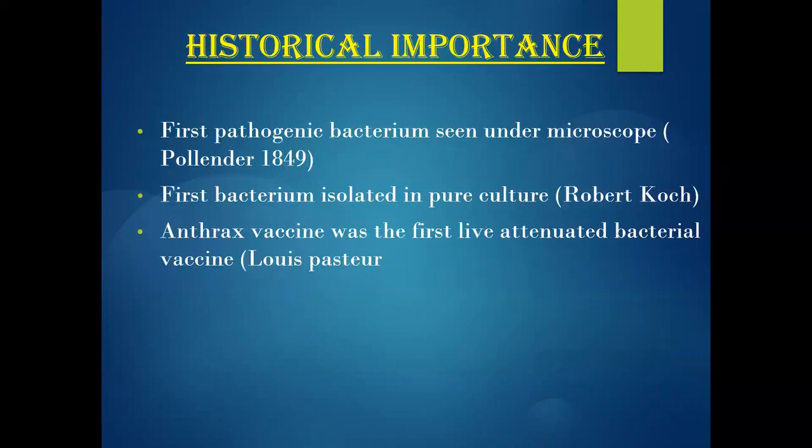Historical importance of anthrax. This was the first pathogenic bacterium seen under a microscope, by the scientist Pollender in 1849. And this was the first bacterium to be isolated in pure culture by Robert Koch. And the anthrax vaccine was the first live attenuated bacterial vaccine, produced by Louis Pasteur.